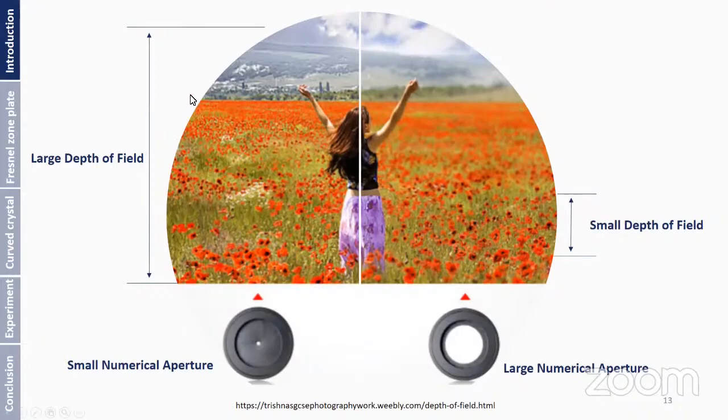As we can see on the left, the mountains far away from the camera are still clear in the image taken with a small numerical aperture. Conversely, a large numerical aperture gives a small depth of field. We can only see the flower nearby is sharp in the image taken with a large numerical aperture. For a conventional camera, its depth of field can be changed by physically adjusting its aperture.